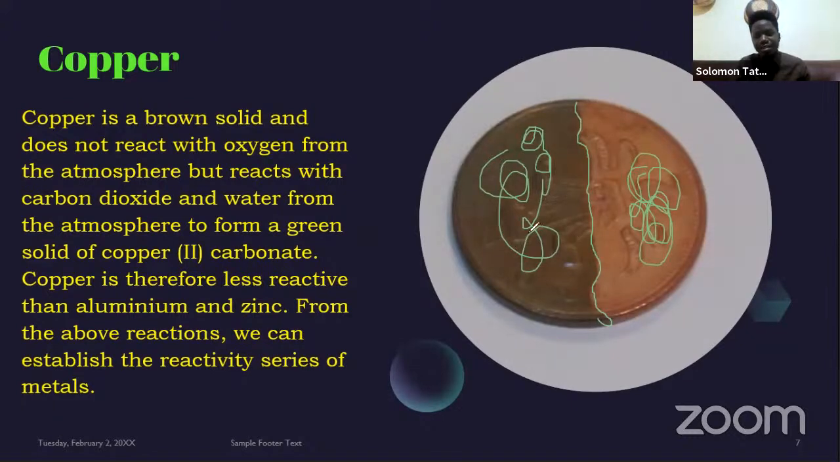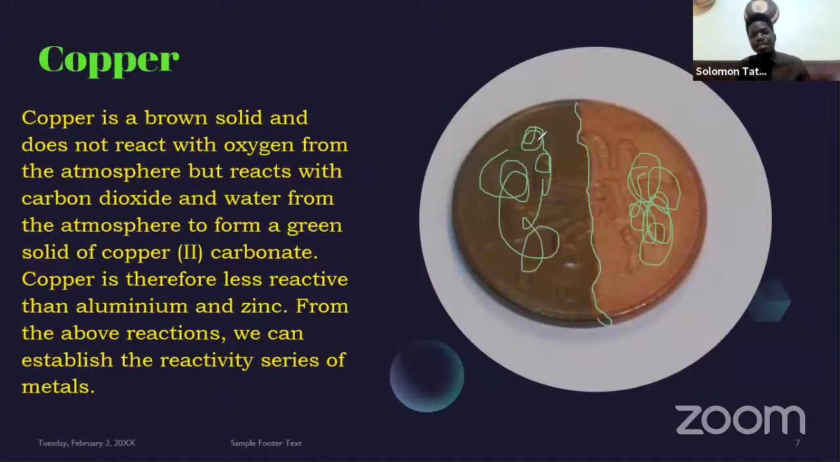meaning that this side has been exposed to those contaminants. Therefore, it has reacted with it. This side is still pure, okay? It is well cleaned and polished. It is still in the pure color of copper, which is brown, all right? And this should show you the difference on how copper reacts with carbon dioxide and water, okay? It shows you the difference.